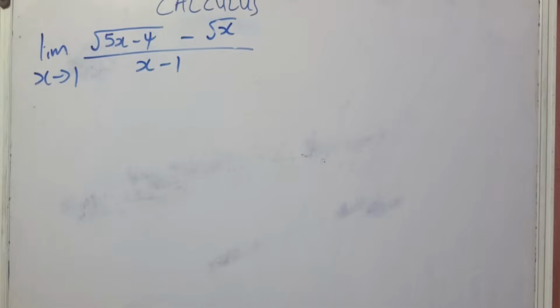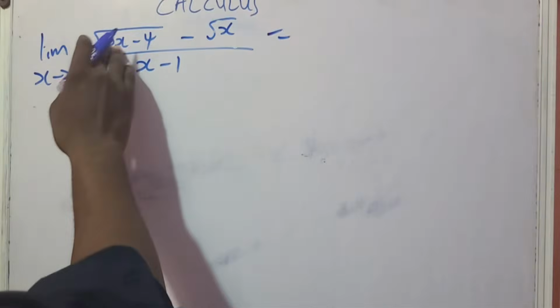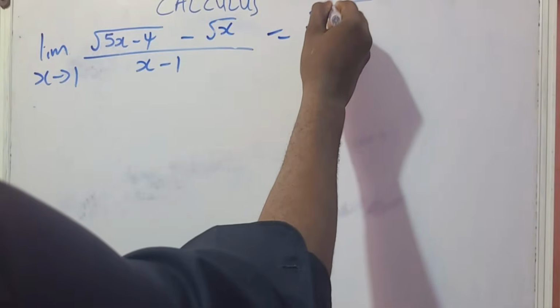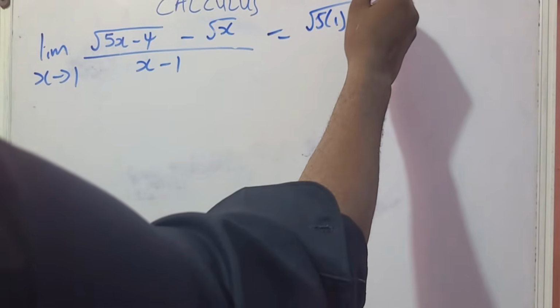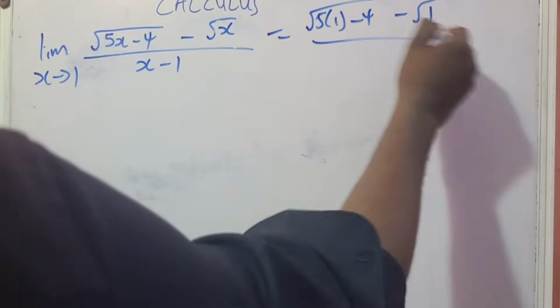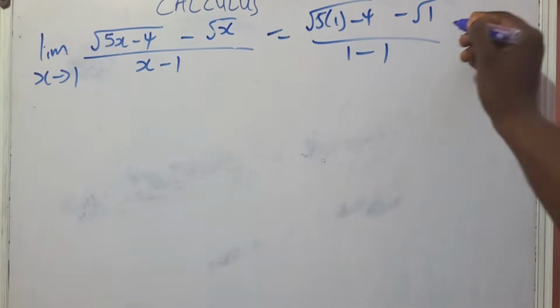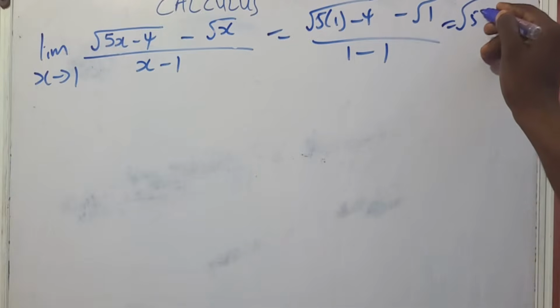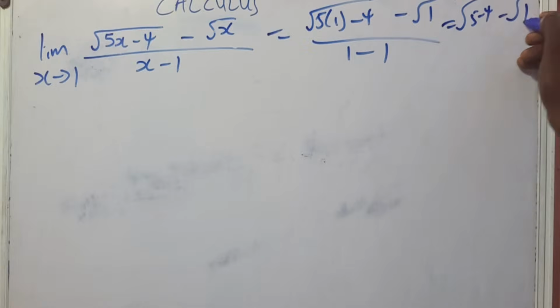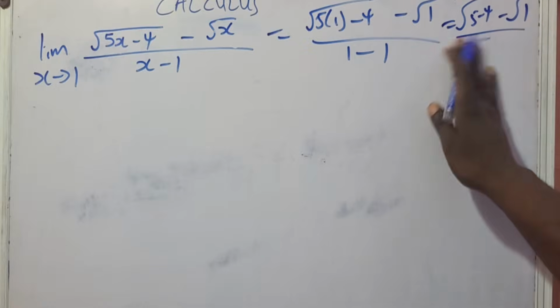First thing and foremost that you want to do when you have a question, I've told you before, apply the limit. x as 1. So put in x as 1 here. This will be square root of 5 times 1 minus 4 minus square root of 1 over 1 minus 1. I'm fixing x as 1. All right. Now, this will be what? Square root of 5 minus 4 minus square root of 1 over 0.